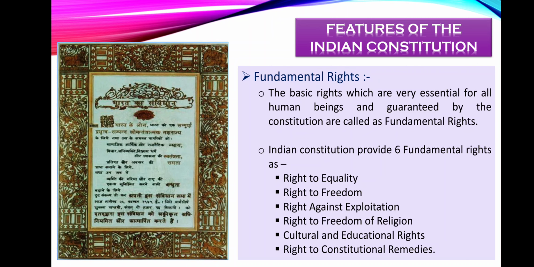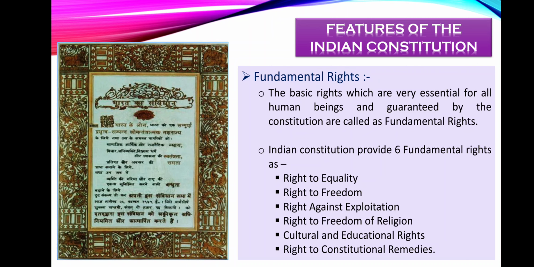Next is the right against exploitation. As I've told you, in the majority and minority case, the majority always dominates. So what we try to do through this is give rights to minorities and majorities alike, so that nobody will exploit you. If they exploit you, you can go to the Supreme Court or High Court.